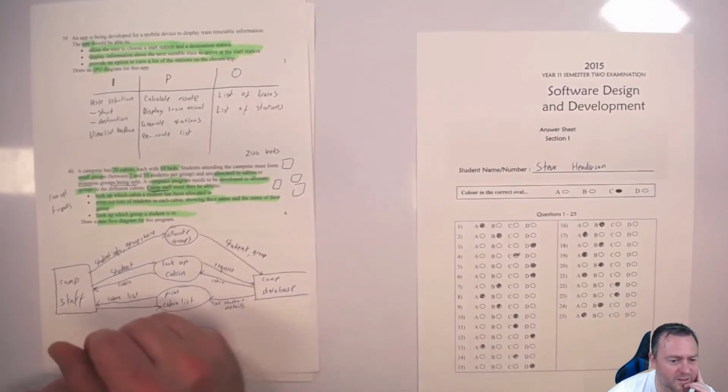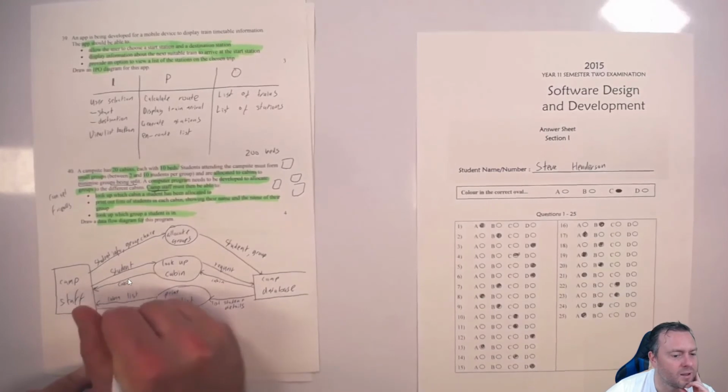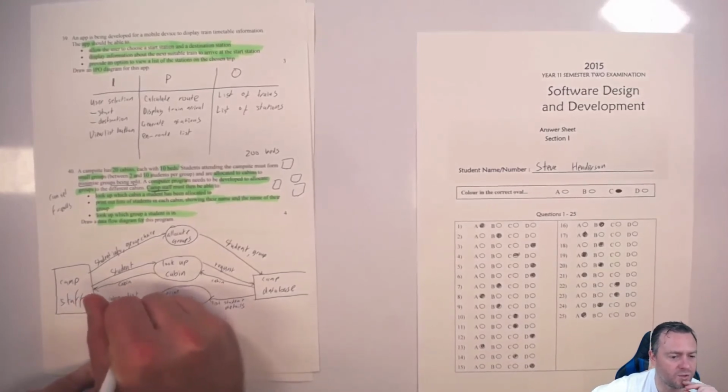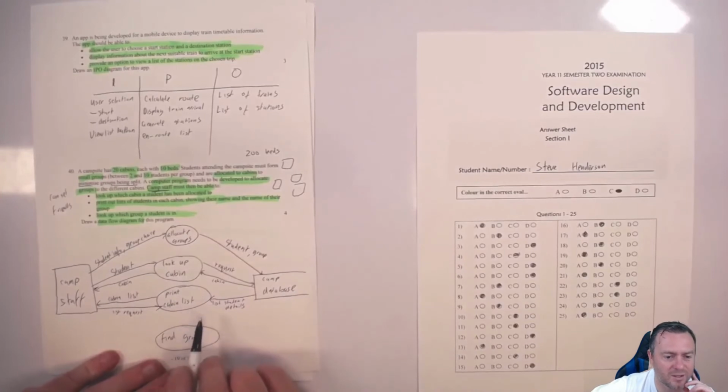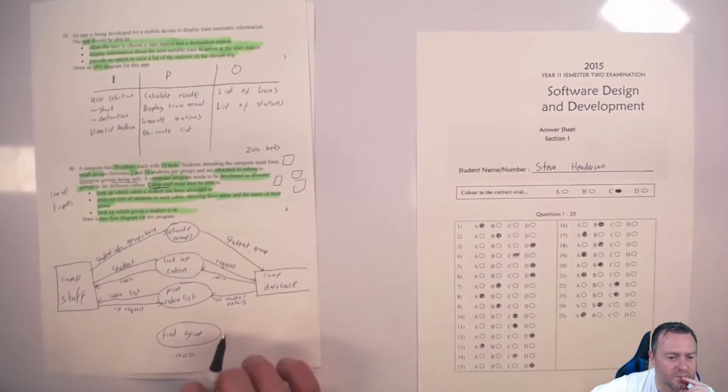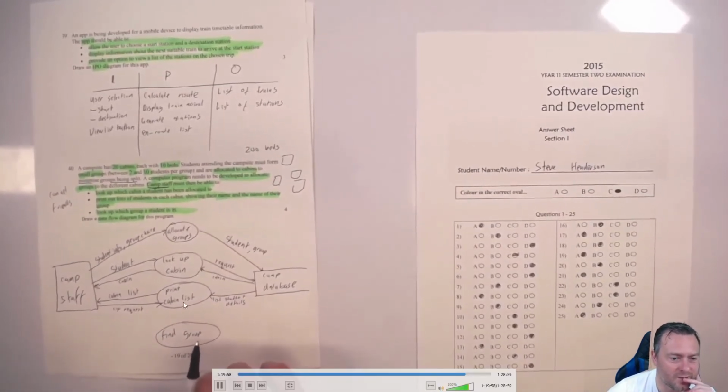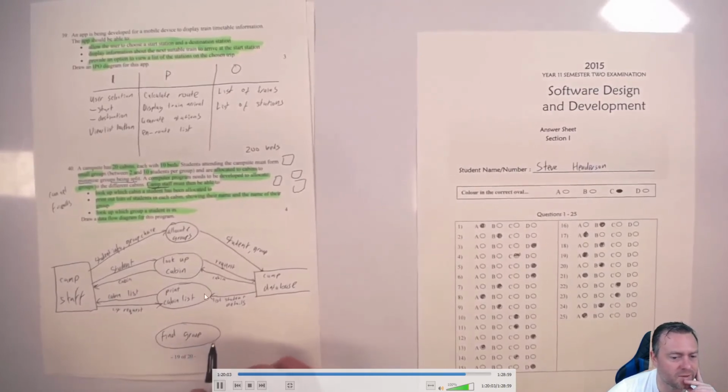And the request this way would be probably who's in this particular cabin. So your list has been requested. You could also write down here list request coming through. Sometimes it's implicit though.